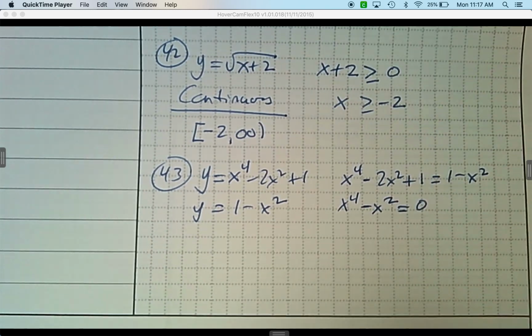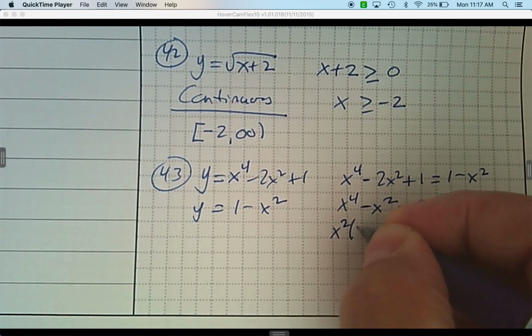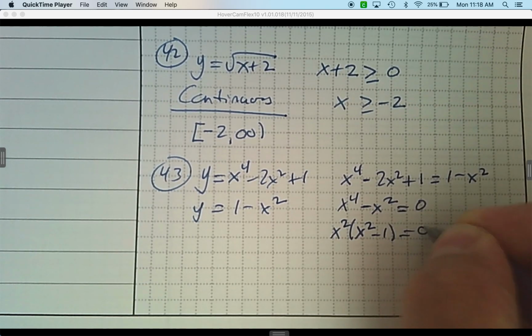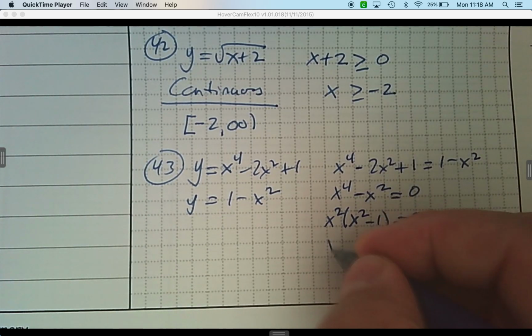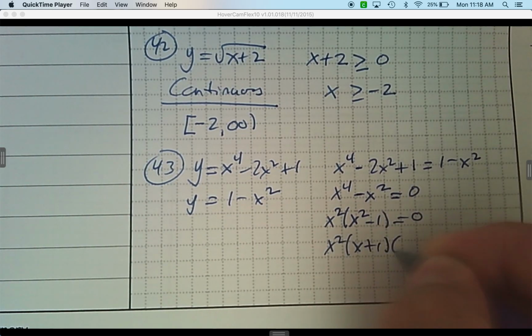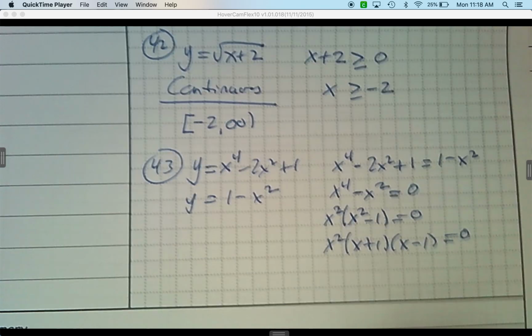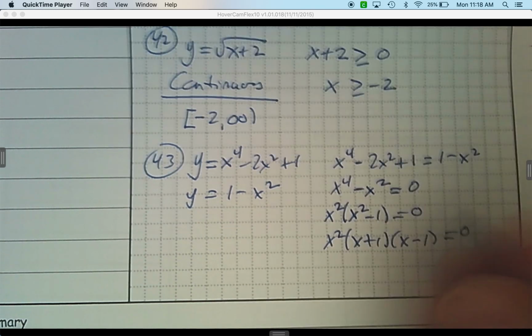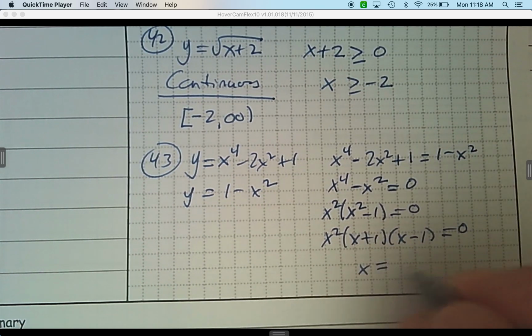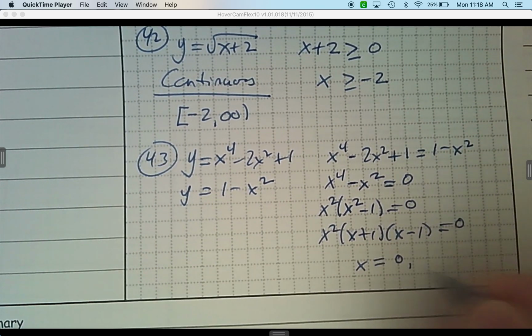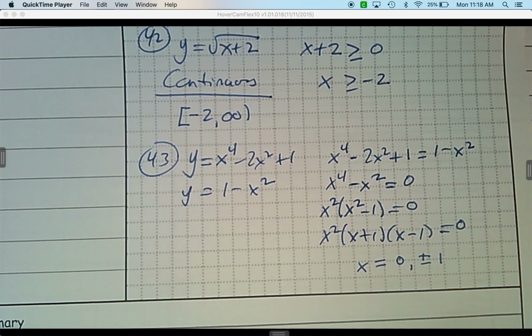So I'm going to factor this. They obviously have an x squared in common. So divide out an x squared. Then x squared subtract 1 is called the difference of squares. So it's the square root of x squared and the square root of 1. So completely factored, that's what you got. What are all the solutions here? So x squared gives me the answer 0. And then I have the answer positive and negative 1.